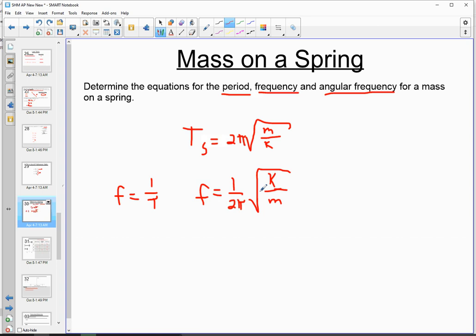And then angular frequency. How do we get angular frequency? Well, omega, not w, is 2 pi times whatever your frequency is. Well, here's our frequency. So if we multiply 2 pi by this, notice conveniently the 1 over 2 pi goes away. And our angular frequency will just be the square root of k over m. That would make a nice multiple choice question right there.